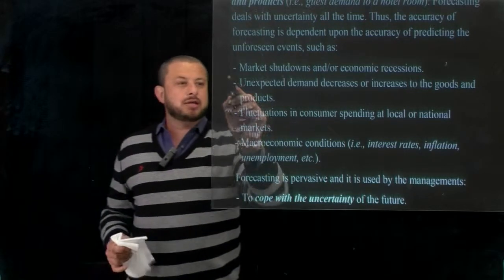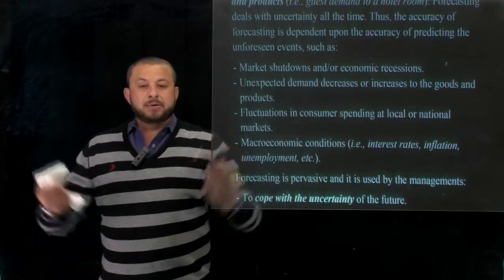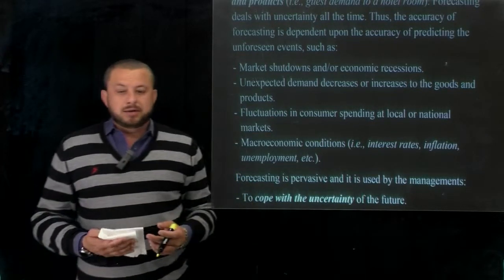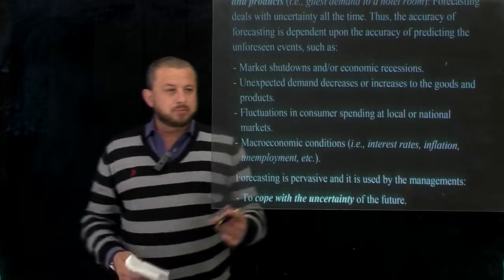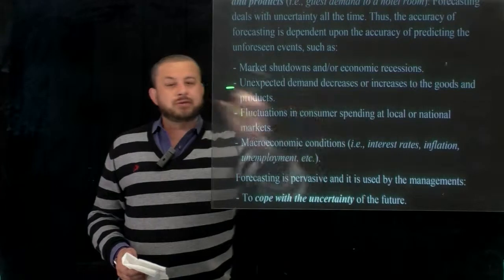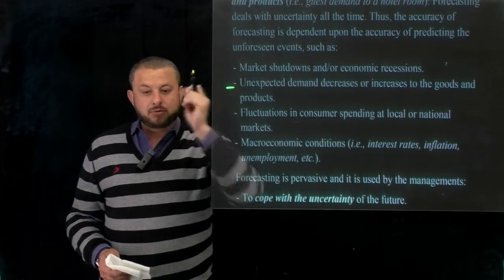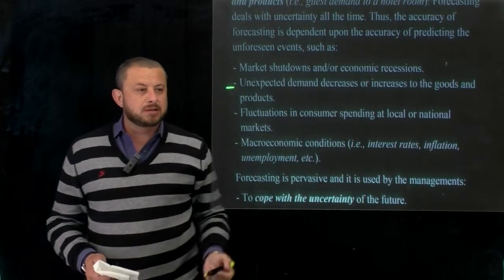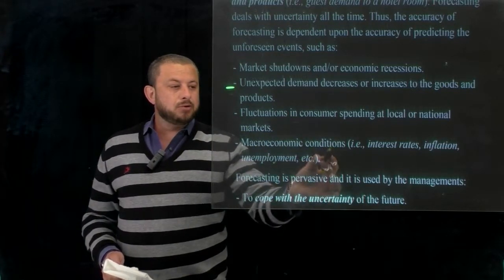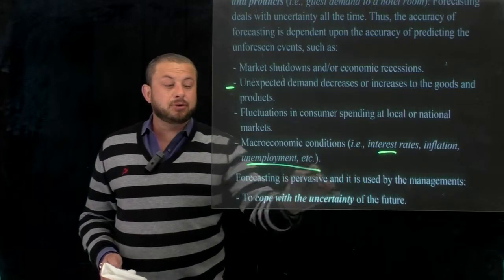For example, market shutdowns and economic recessions. Economic recessions are the downturns in the macroeconomy, shrinking in GDP, for example, gross domestic products. Unexpected demand increase or decrease in unexpected demand for the goods and products or services for the hospitality companies. Fluctuations in consumer spending. Macroeconomic conditions, for example, interest rates, inflation, unemployment.